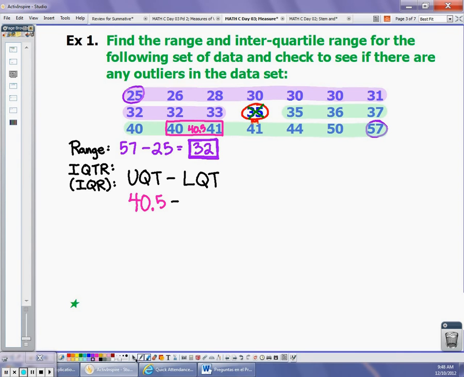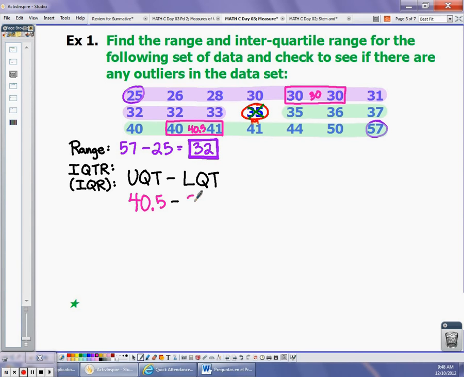Now I'm going to find the median of the lower half, which means I'm going to find the middle between 25 and 33. And the middle number between 25 and 33 is between 30 and 30. So the lower quartile happens to be 30 as well.